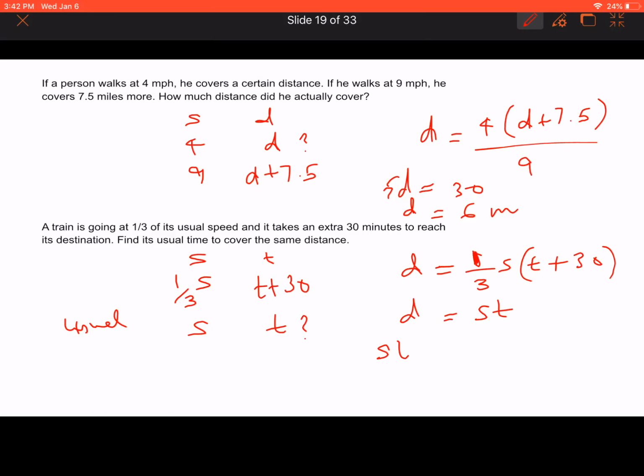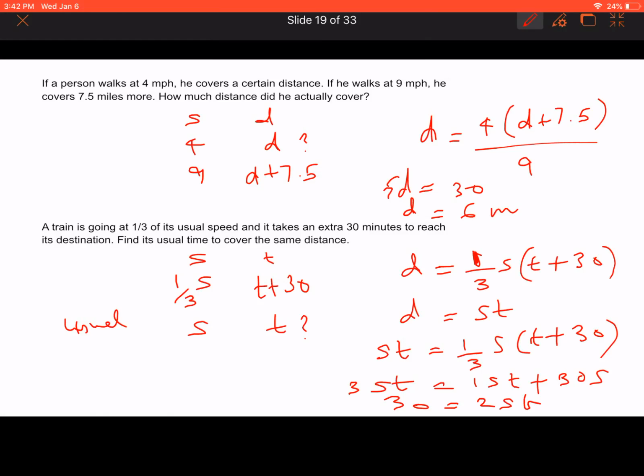So now st becomes 1 by 3 st plus 30, right? So we can multiply this 3 on the other side, so it is 1 st plus, multiplying it simultaneously, so that it becomes 30 s. Okay, and we are going to cancel out, so it is 30 s is equal to 2 st.